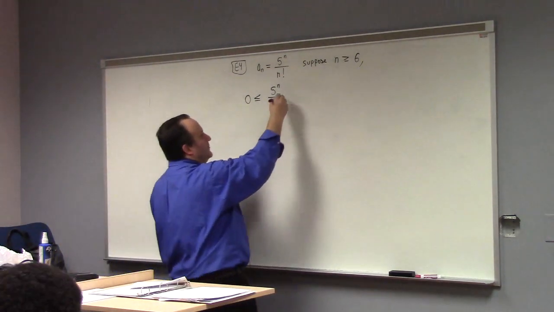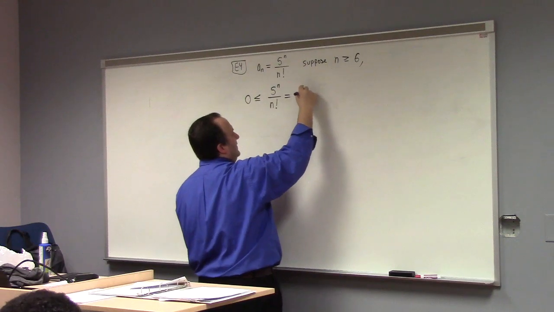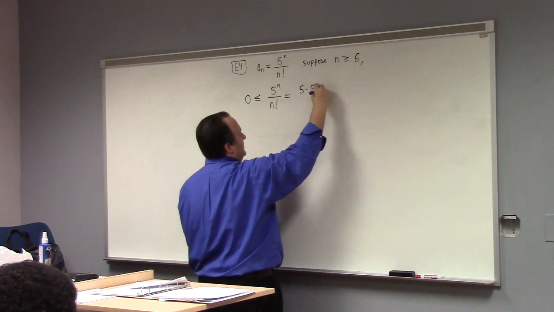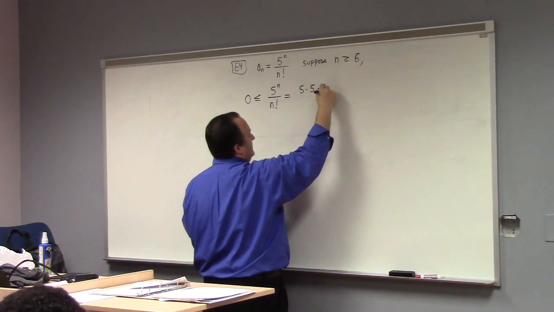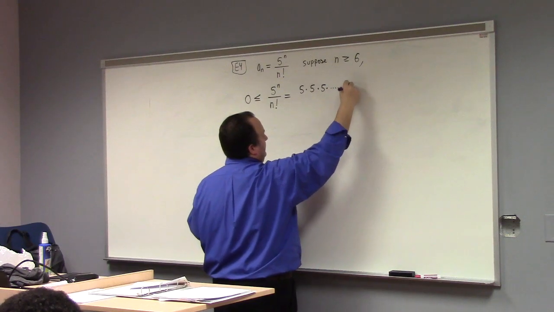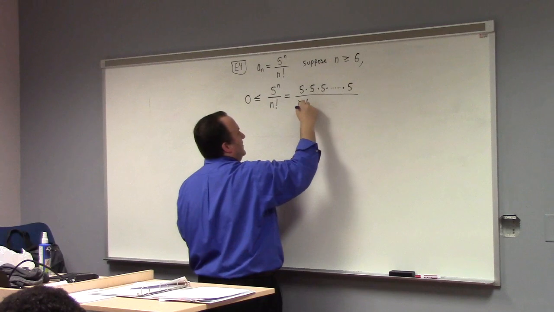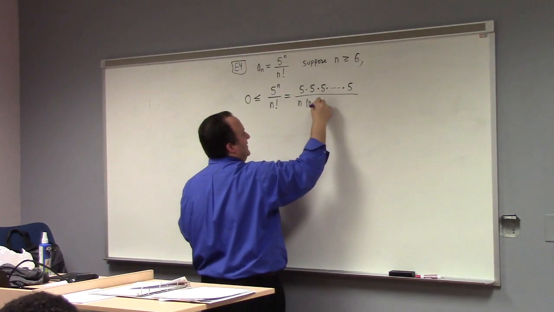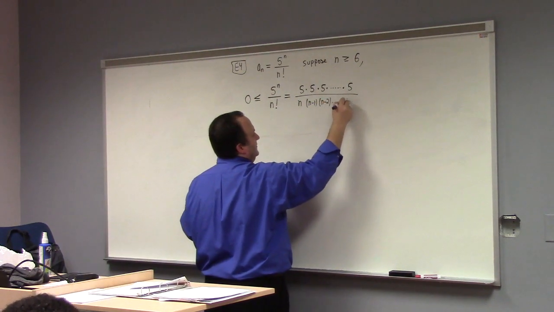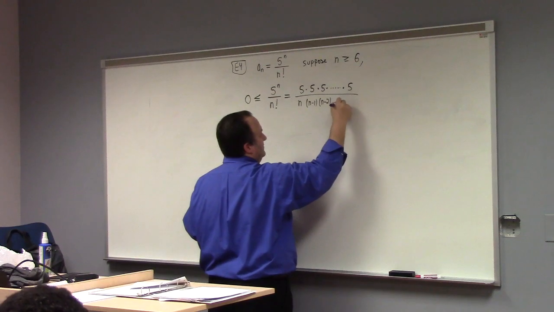Well, this is equal to 5 times 5 times 5. We'll be here all day, yeah? 5 divided by n times n minus 1 times n minus 2, all the way until you get down to 1, right?